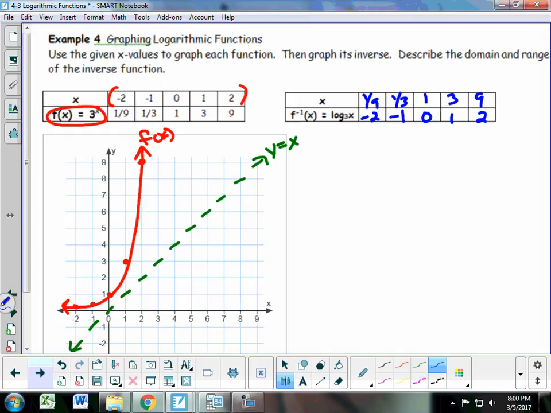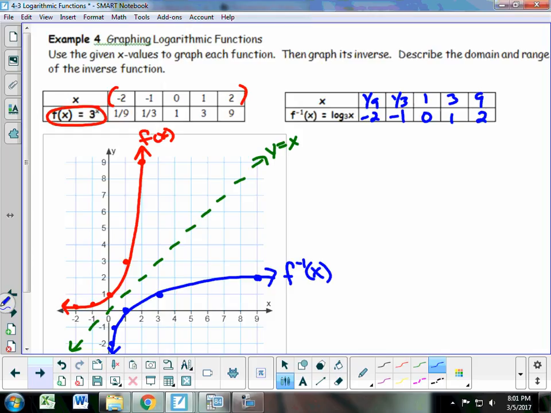So over 1/9, so barely over, and then down 2. Over 1/3, down 1. Over 1, up 0. Over 3, up 1. Over 9, up 2. And don't cross that y-axis. And that is the function. Let's label that f inverse of x.